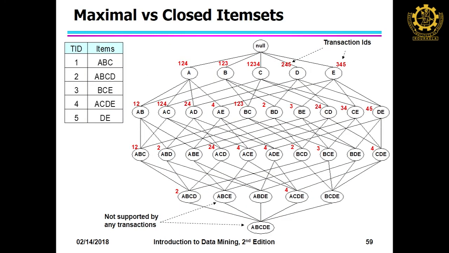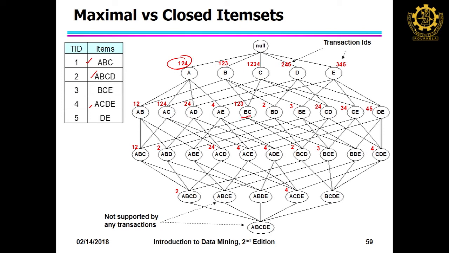Now, here can you find the maximal versus closed item sets, which one will be the maximal and which one will be the closed? This is the lattice you got. This number indicates A appears in transactions 1 to 4. In other words, you count how many transactions: 3. So, support of A is 3. Similarly, B appears in transactions 1 to 3, so support of B is 3.